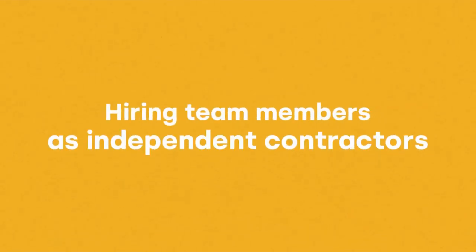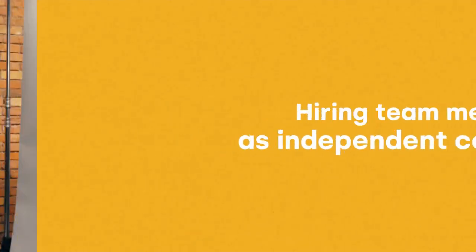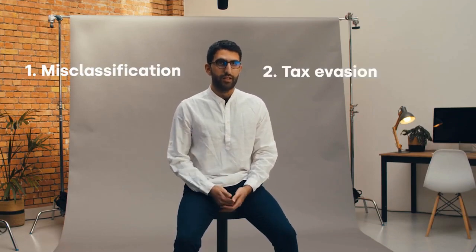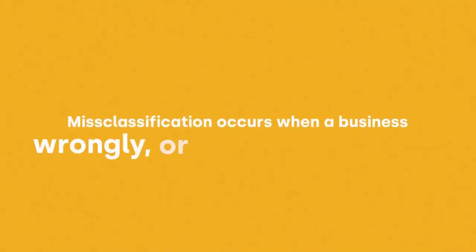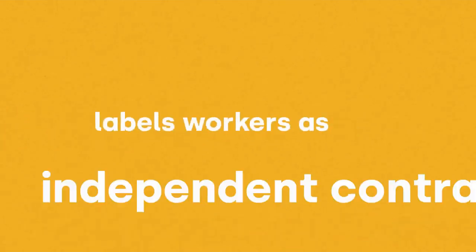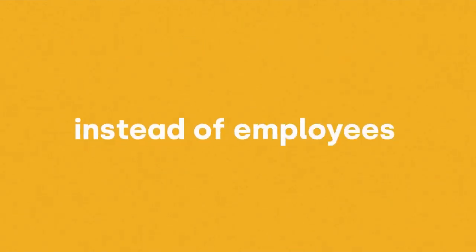Hiring team members as independent contractors. There's a third way companies can hire all over. It's definitely the quickest, easiest, and most cost-effective way for businesses to start building a remote team around the globe. 2 of the biggest obstacles with hiring independent contractors are misclassification risks and tax evasion. So what does this mean exactly? Misclassification occurs when a business wrongly or even accidentally labels workers as independent contractors instead of employees.